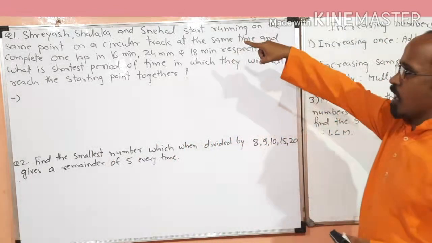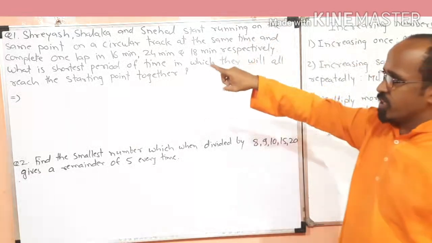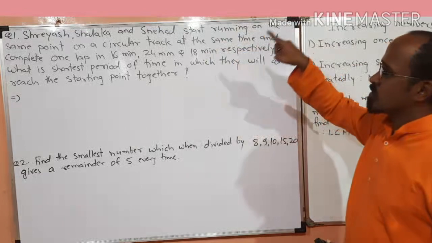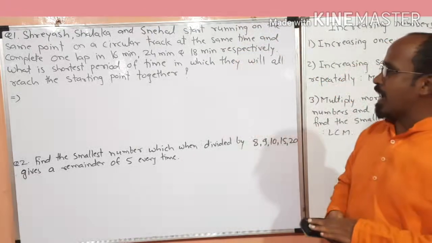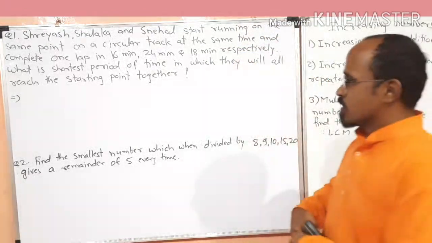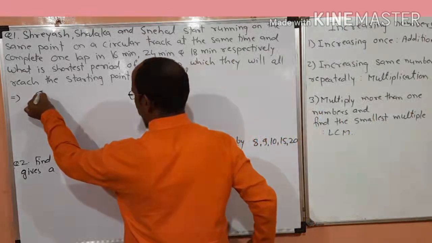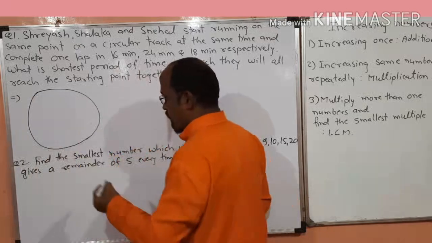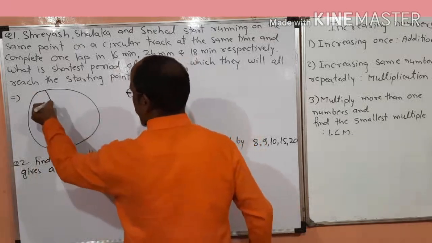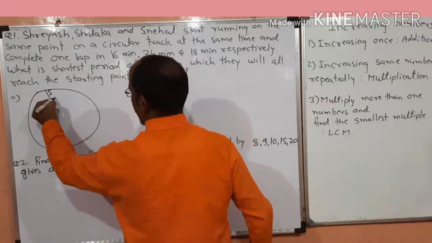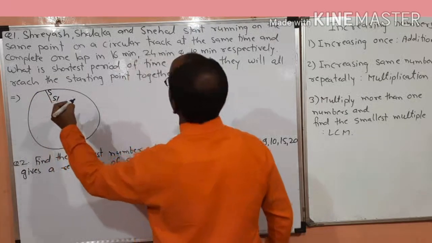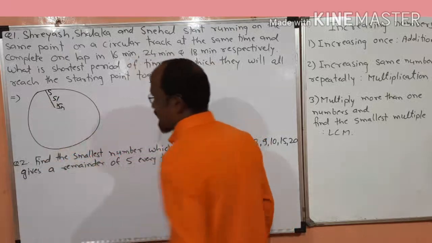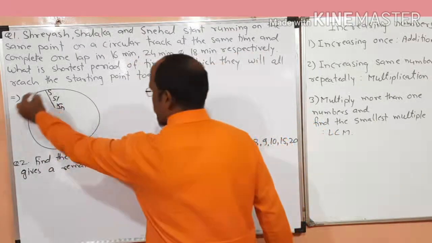Shreyas, Shalaka and Snehal, 3 friends are there. Shreyas, Shalaka and Snehal start running from the same point on a circular track at the same time. There is a circular track, all of you know a running track. Please consider it as a circle. Suppose they started running from the same point, Shreyas, Shalaka and the third one, Snehal. They started running from the same point.